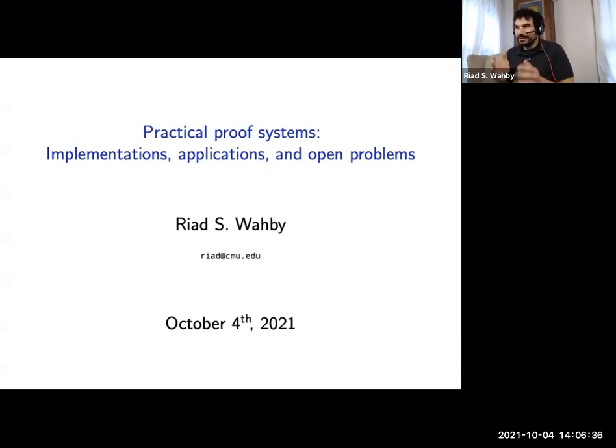As Patrick said, and as the title implies, what we're going to look at here are practical proof systems. To me, practical, and we always put quotes around practical because this depends on whose point of view, but here we mean things that we can write some code for and run, and maybe deploy somewhere.